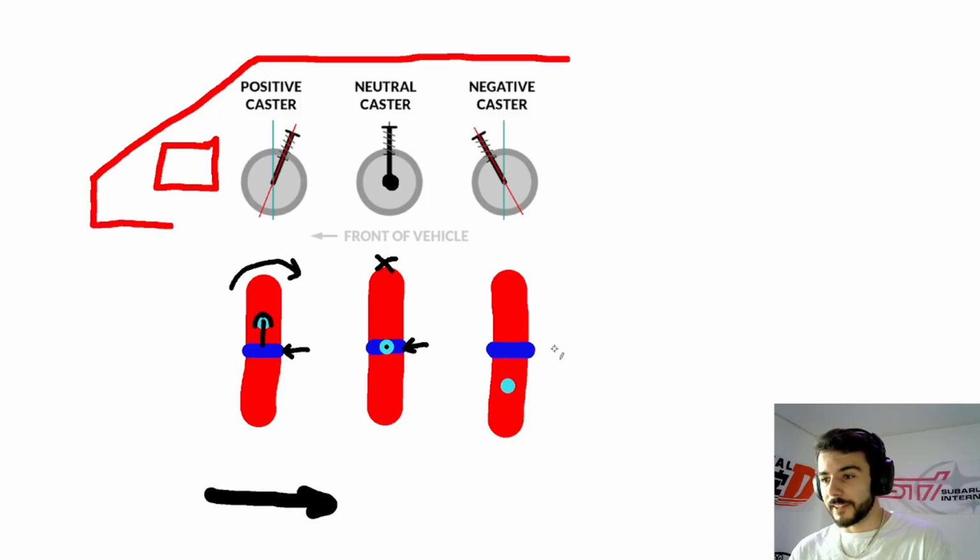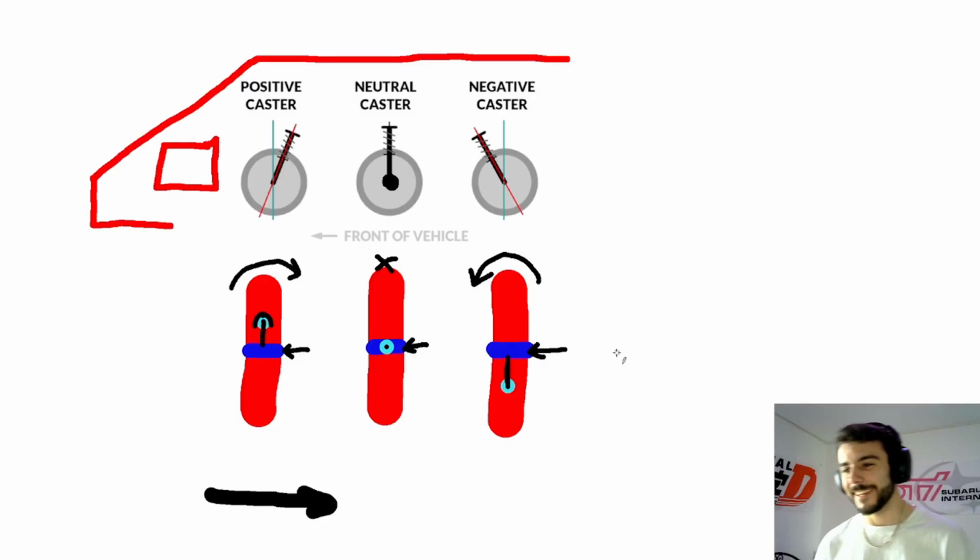Now, for negative caster, this is where it gets interesting. So we have the force that pushes against the tire in that direction, and we're sliding to the right still. And we have our axis of rotation towards the back. There's distance between that axis of rotation and where the force is applied. So naturally, you're going to see the wheel turn to the left. And that might be good depending on what you're doing, but I would say it's not great for most situations.